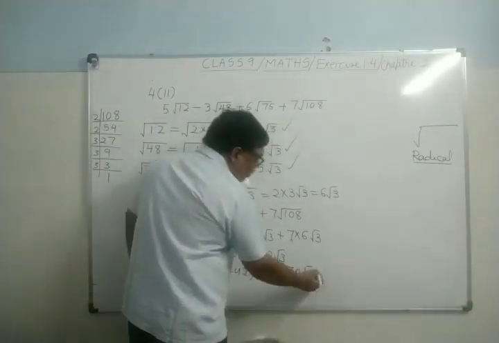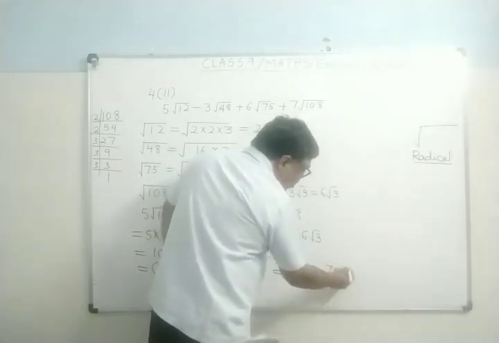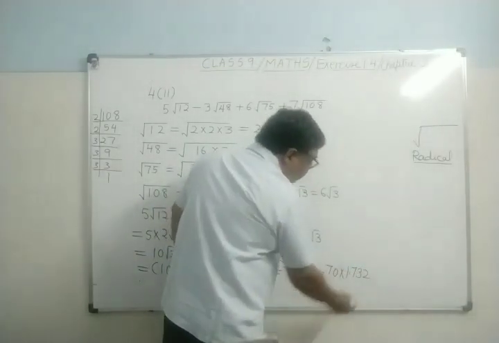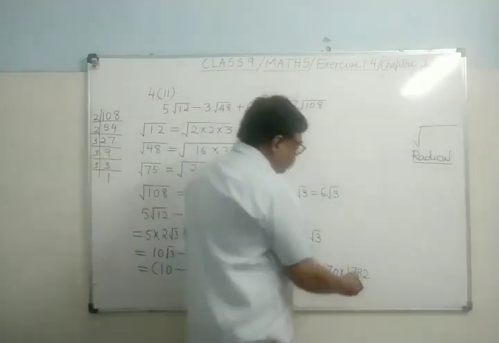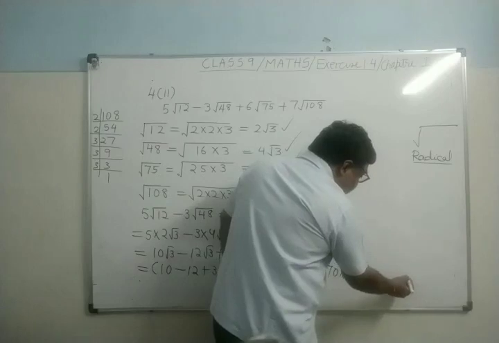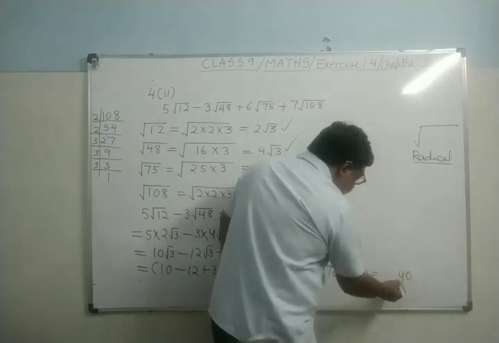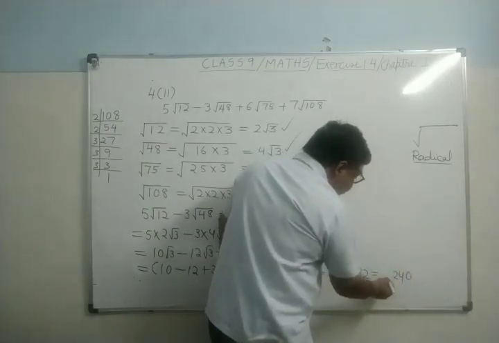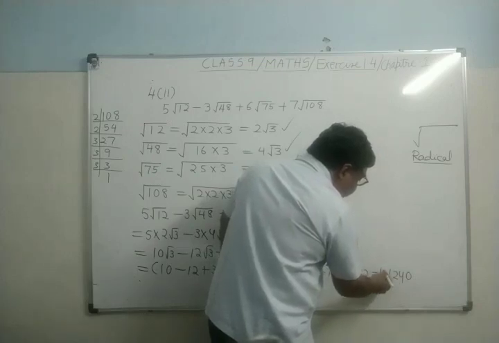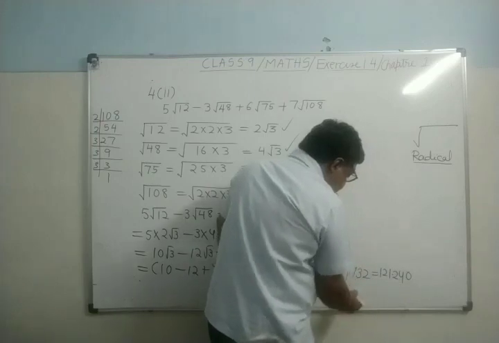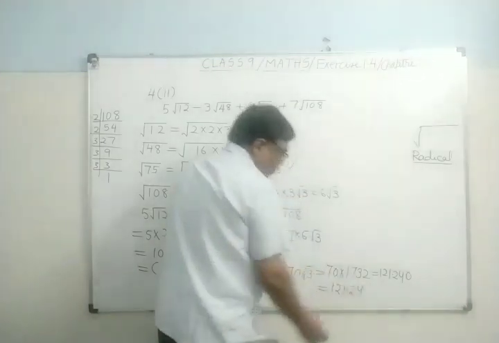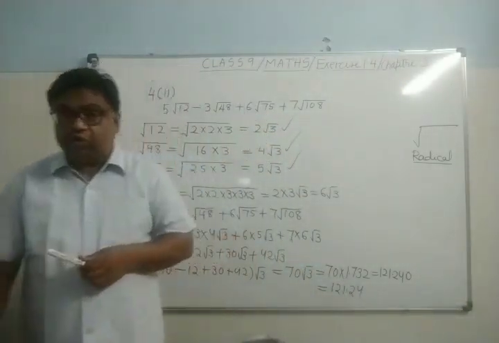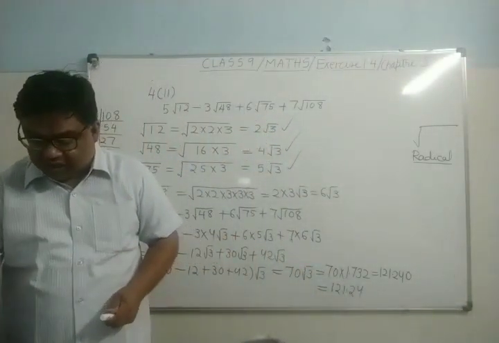Now substitute the value of root 3, 1.732. It is given in the question that it is 1.732. So it will be equal to 121.24. This way you can do the remaining parts of question number 3 and 4.